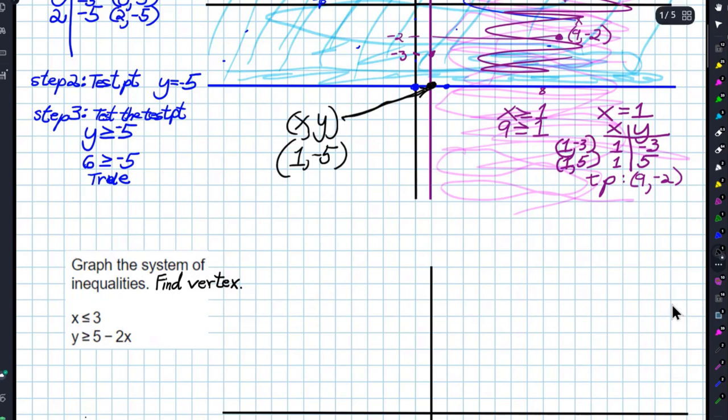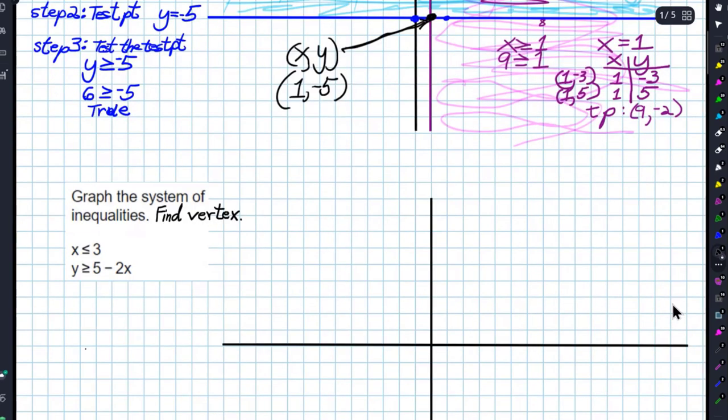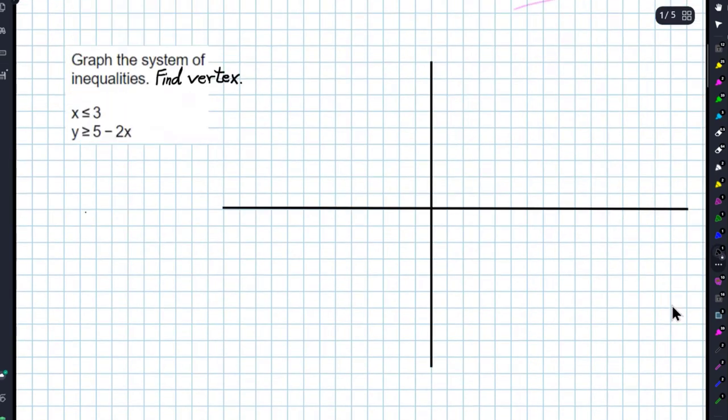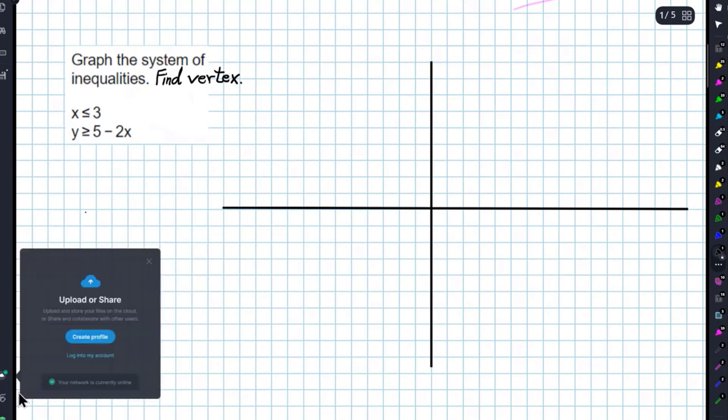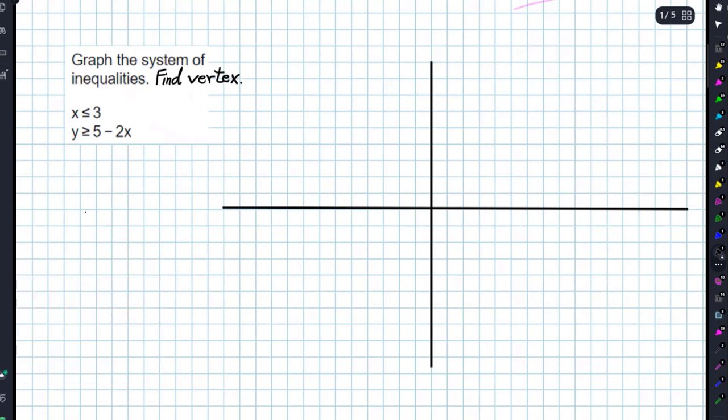Any questions? I don't hear anything. So if not, I'll go on and do it again. We're going to graph the system of inequalities, and then the second question that would pop up would say, find the vertex. So I put them both together there.